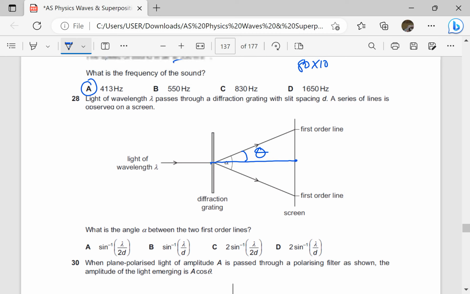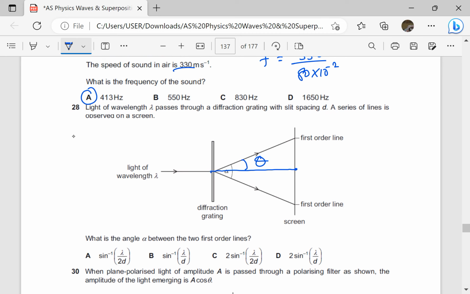So let's first find theta. We know that for a diffraction grating, nλ = d sin θ. n is 1, then λ = d sin θ. But remember, theta is alpha over 2. So it means λ, of course, 1 has no significance, is equal to d sin(α/2).